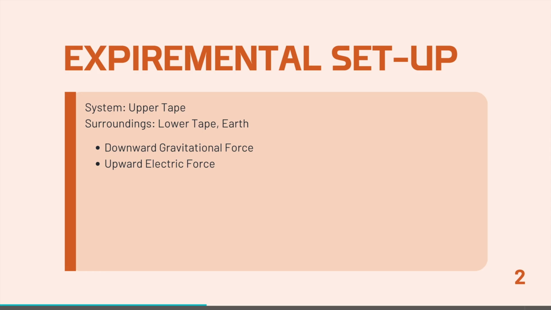The system in this experiment is the upper tape, while the surroundings include the lower tape, the earth, and the electric field between the tapes. The main forces acting on the upper tape are the downward gravitational force, given by Fg equals mass times g, and the upward electric force due to repulsion from the lower tape.